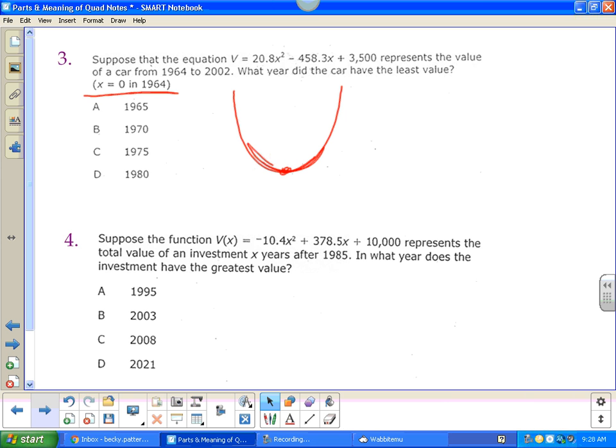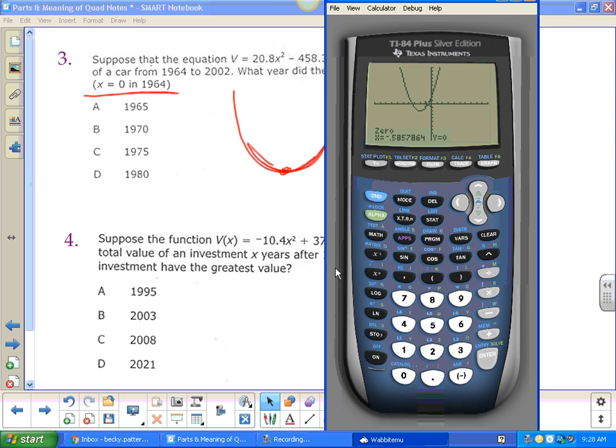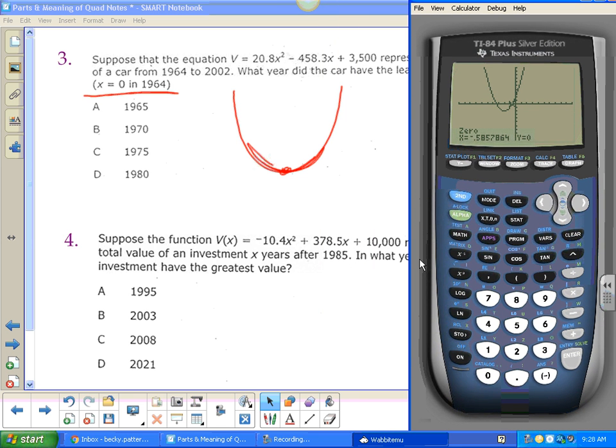I'm going to do this on my calculator. So I'm going to go to y equals 20.8x squared minus 458.3x plus 3,500. Ooh, I don't have my plus sign. There we go. Okay, looks good. I could go to my graph, but I don't really want to see the picture. I'm just going to go to my table.